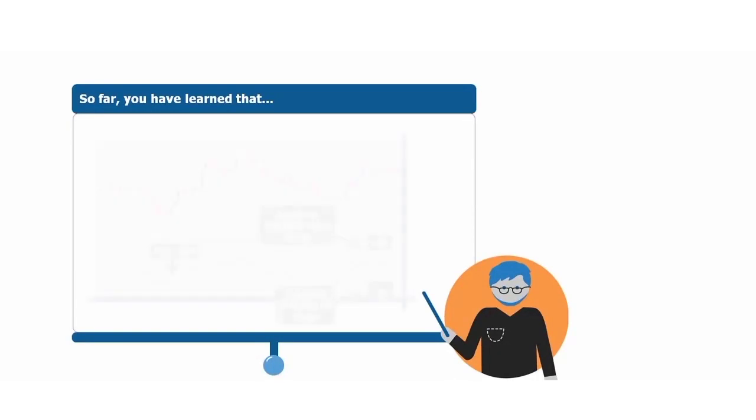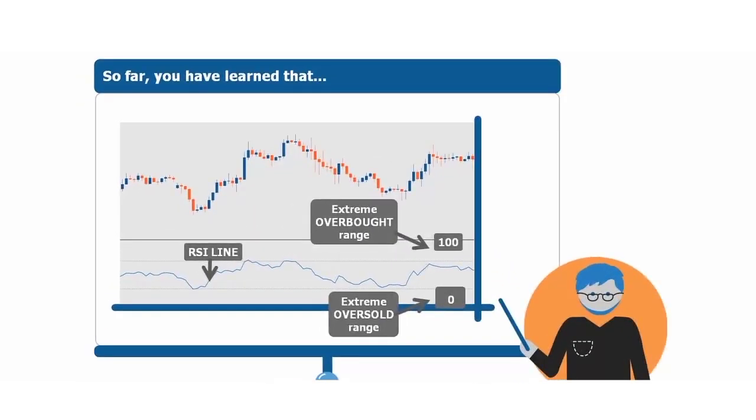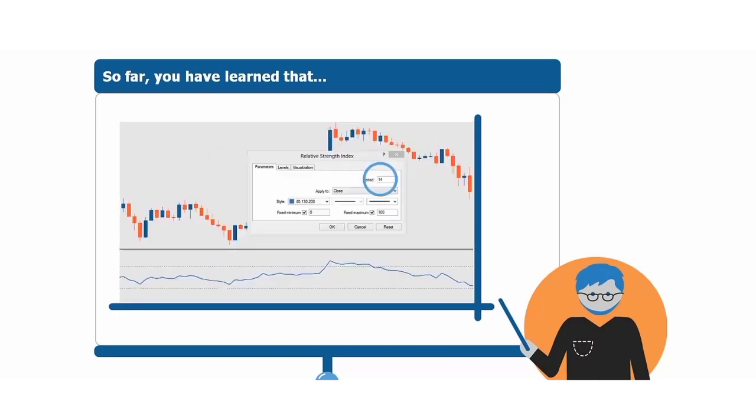So far, you have learned that the RSI indicator is an oscillator that shows when the market may be overbought or oversold. You can use the RSI to time entries and exits from the market. Traders can change the settings to make the indicator more or less sensitive to price movement.